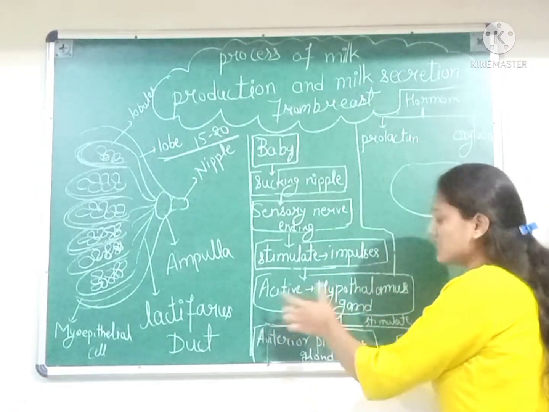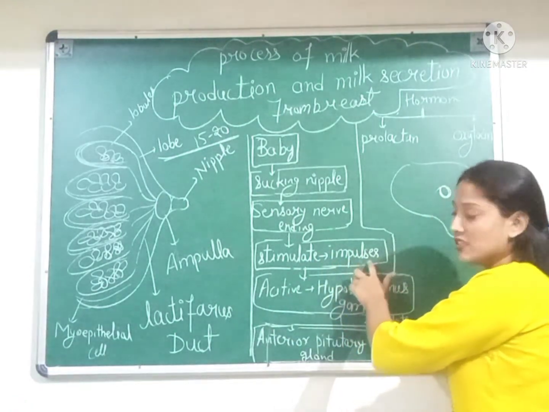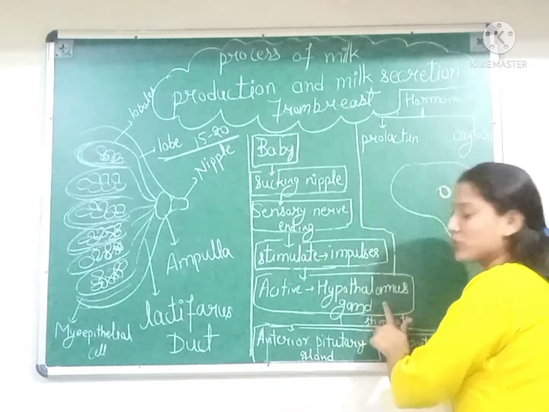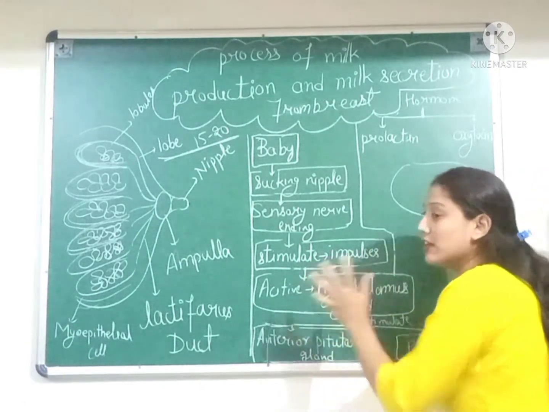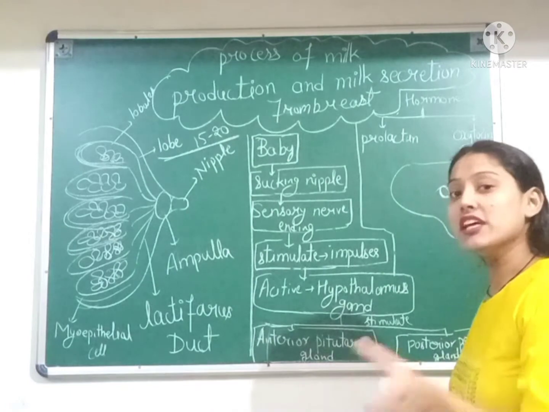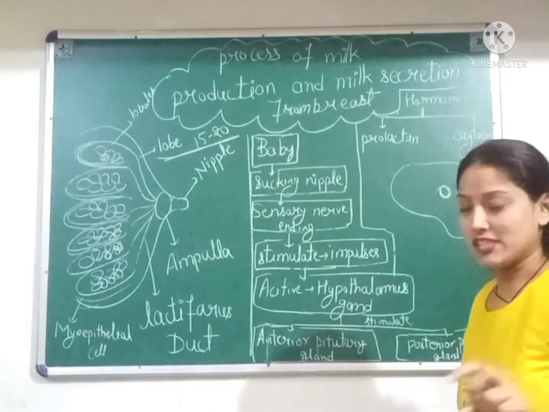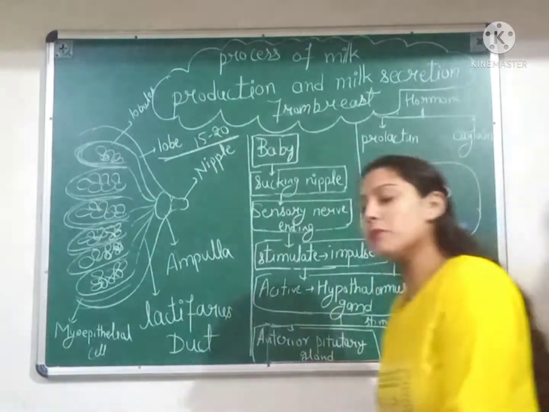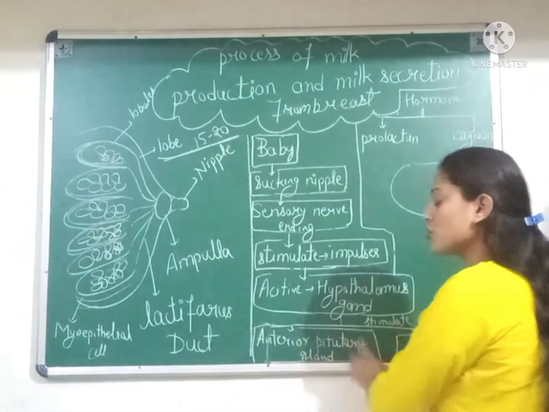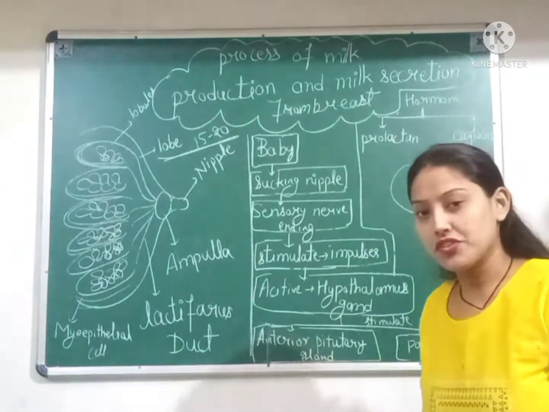So what does the hypothalamus do? When the impulses stimulate the hypothalamus gland, it becomes active. When it becomes active, it stimulates two things: the anterior pituitary gland and the posterior pituitary gland.